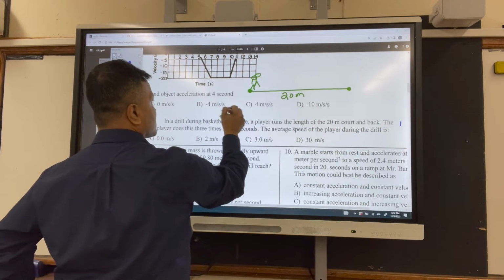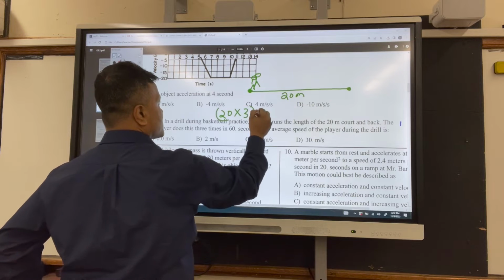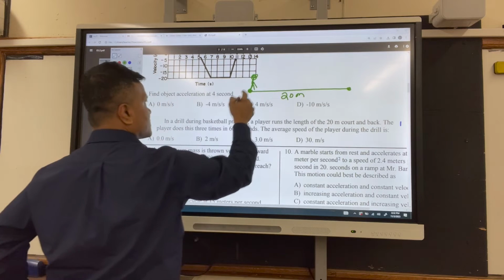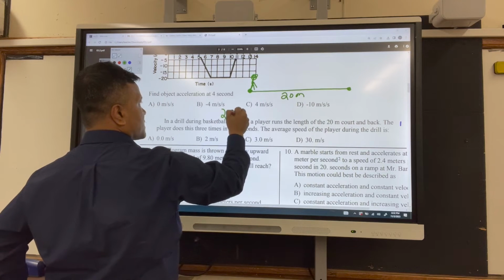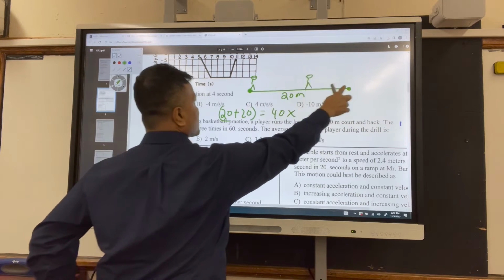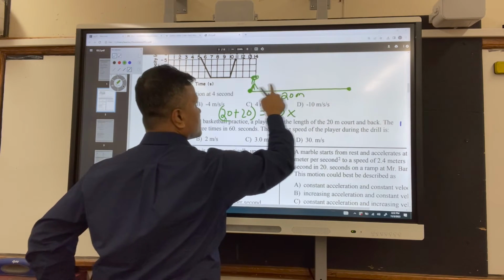So 20 times 3, which is 20 times 2, back and forth, forward and backward. 20 plus 20 is 40. And he does it 3 times: 1, 2, 3.